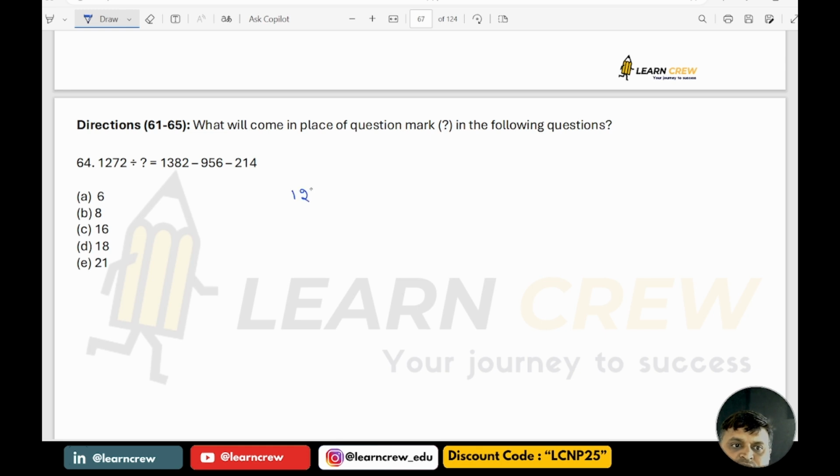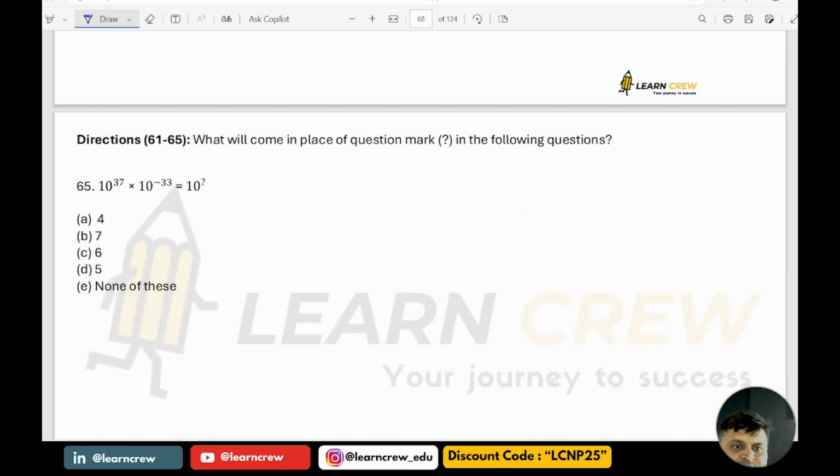Next. Question number 64. 1272 divided by, what is this value? 1382 minus 1170 is 212. 212 how many times? 6 times. So answer is 6. Then 65. 10 power 37. 10 power a power m into a power n. A power m minus 10. 37 minus 33 is 4.